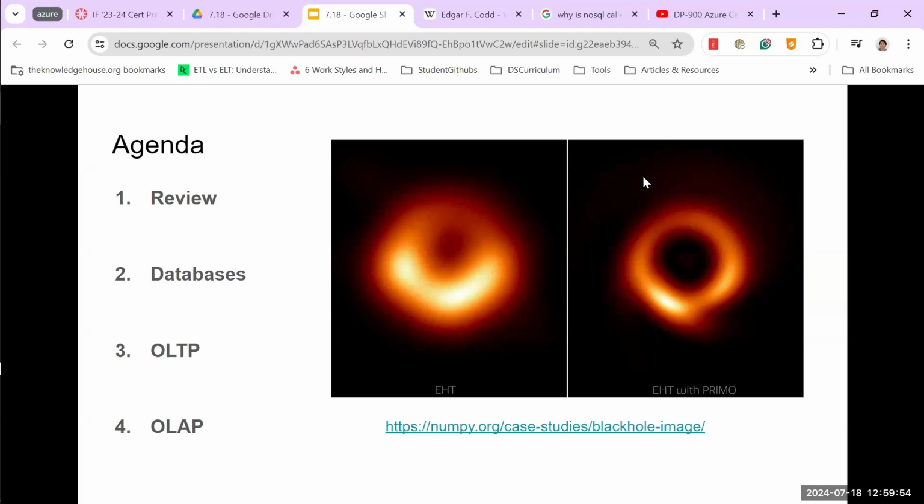But here is an image of the first visualized black hole, I believe. Really cool story. I believe NumPy has a case study on it. In fact, it definitely does. Definitely encourage you to check it out, so that you can see some other applications of computing to help make scientific breakthroughs like these.